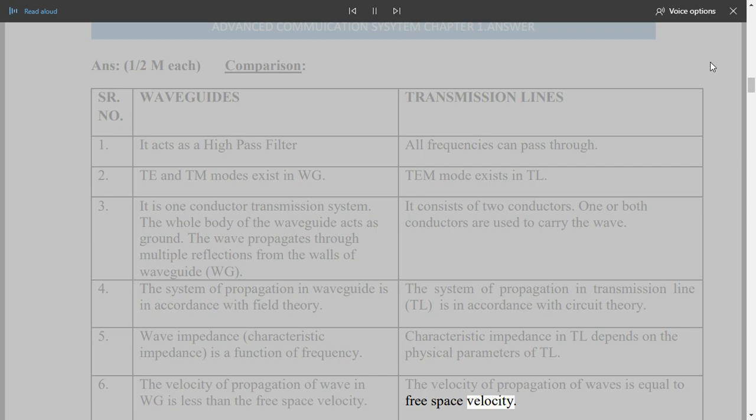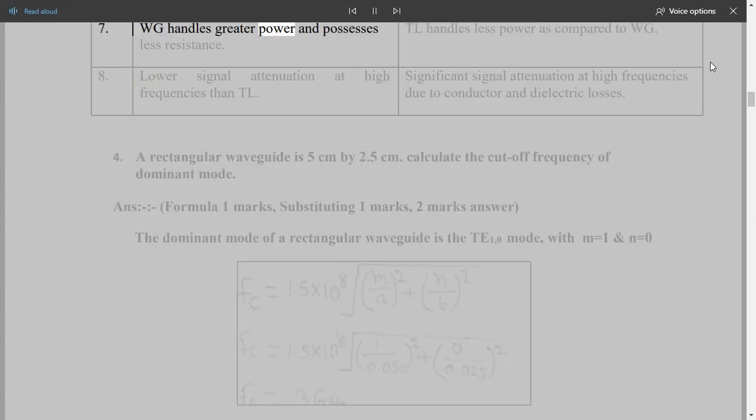7. WG handles greater power and possesses less resistance. TL handles less power as compared to WG. 8. WG has lower signal attenuation at high frequencies than TL. TL has significant signal attenuation at high frequencies due to conductor and dielectric losses.